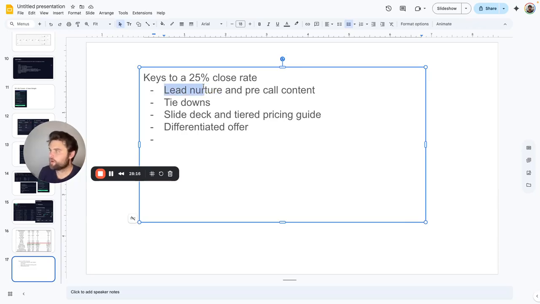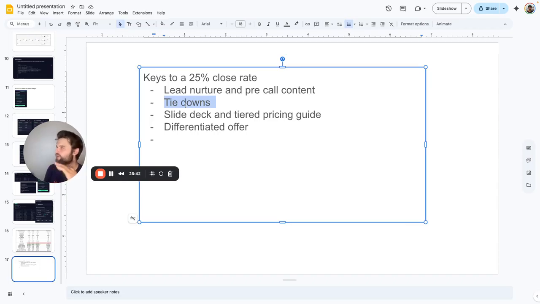Now, the lead nurture is a big part of why we're able to achieve the 25% close rate. Once they get on the sales call, first part of the sales call is the discovery. I learned this from Cole Gordon. You have to be proactive about preventing the objection, because once the objection comes up, it's too late. Now you're fighting on your back foot. An ounce of prevention is worth more than a pound of cure.